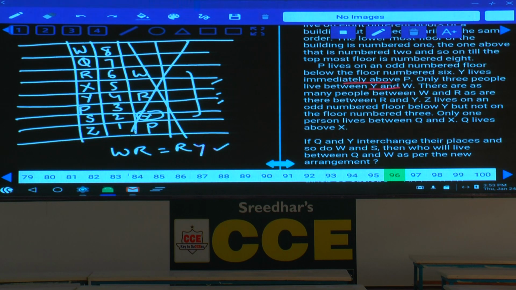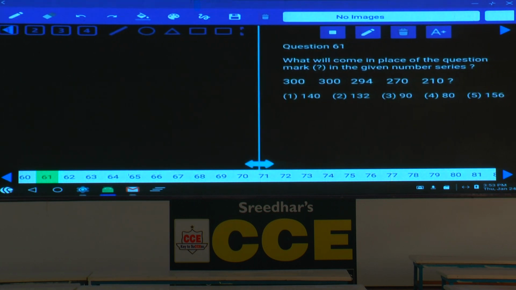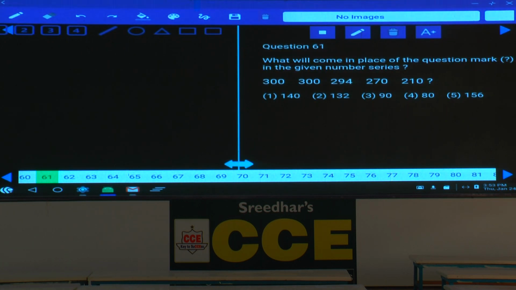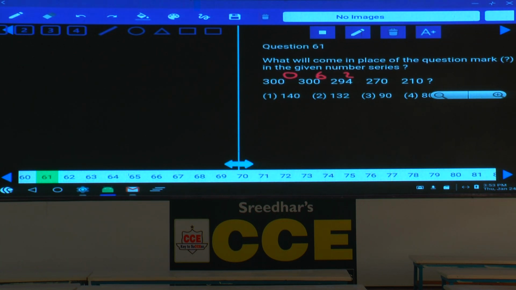Is done. This is about question number 96 to 100. Then 61 to 65. Question number 61 to 65. Number series. Now in this number series, 300, 300, 294, 270, 210. Tell me what are the differences here? The difference between 300 and 300 is 0, and the next difference is 6. Here the difference between these two is how much? 24, isn't it? The next difference between these two is 60.